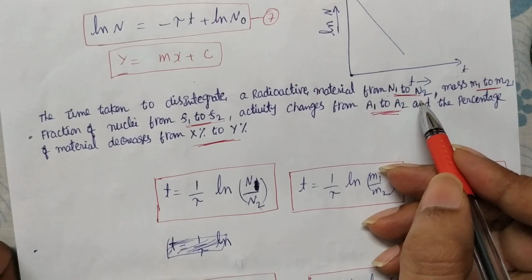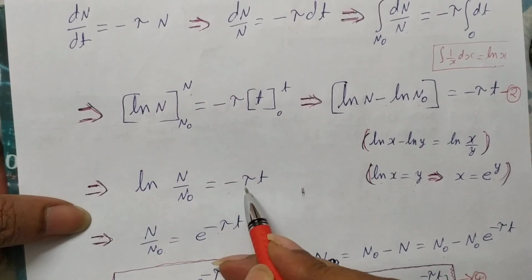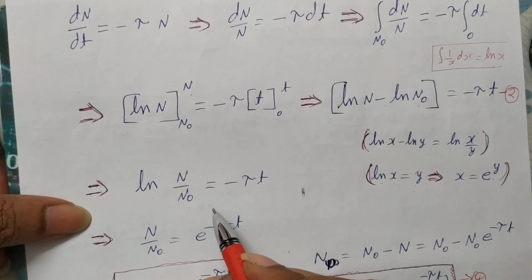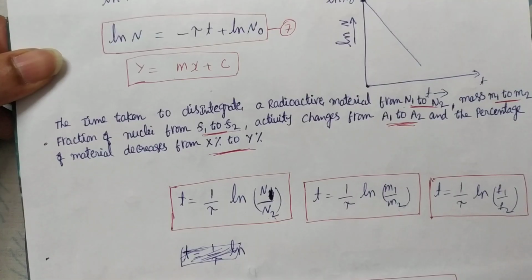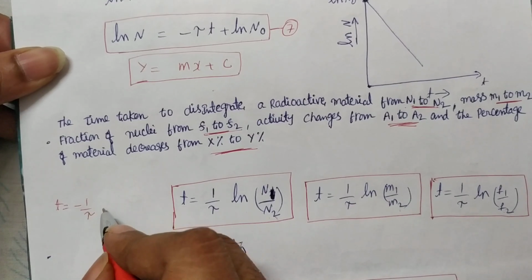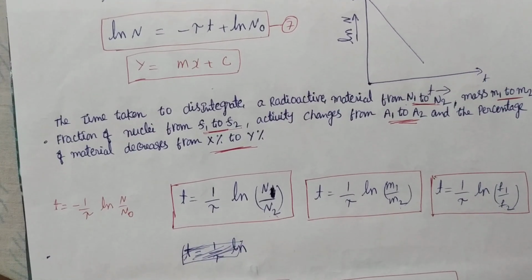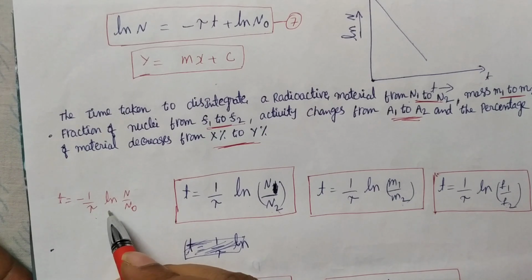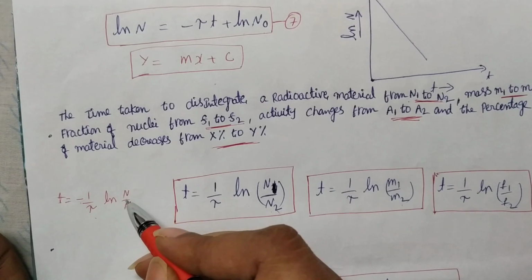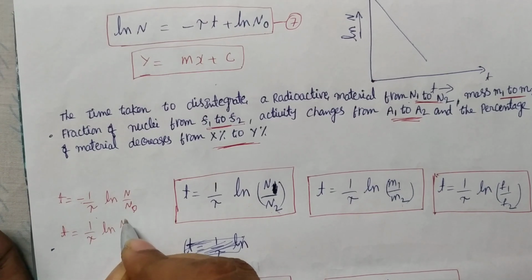For that we have one equation: log n by n naught is equal to minus lambda t. Using this, send the minus lambda to that side. Then what do you get? t is equal to minus 1 by lambda log n by n naught. To remove this negative sign, reverse the log value, that is log n naught by n. So time t is equal to 1 by lambda log n naught by n.